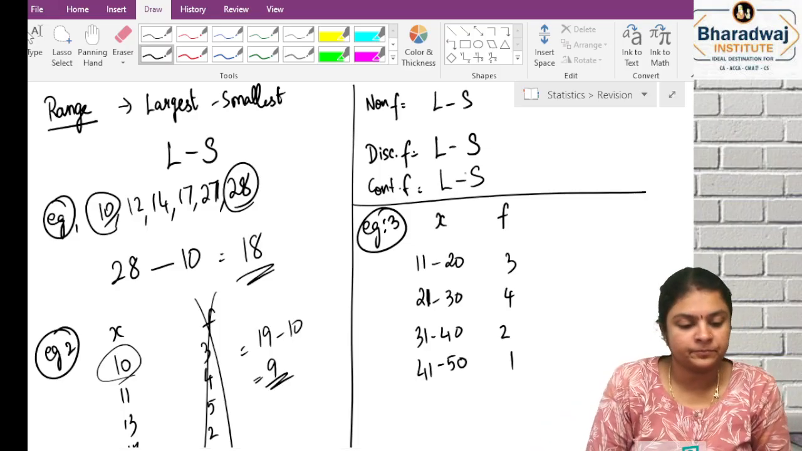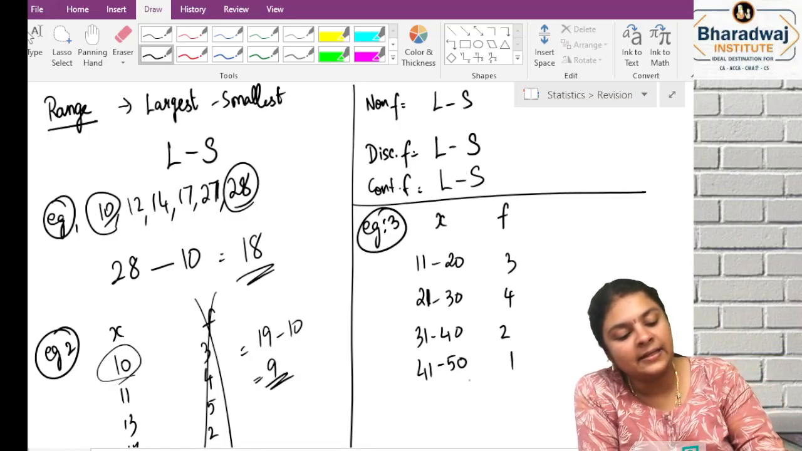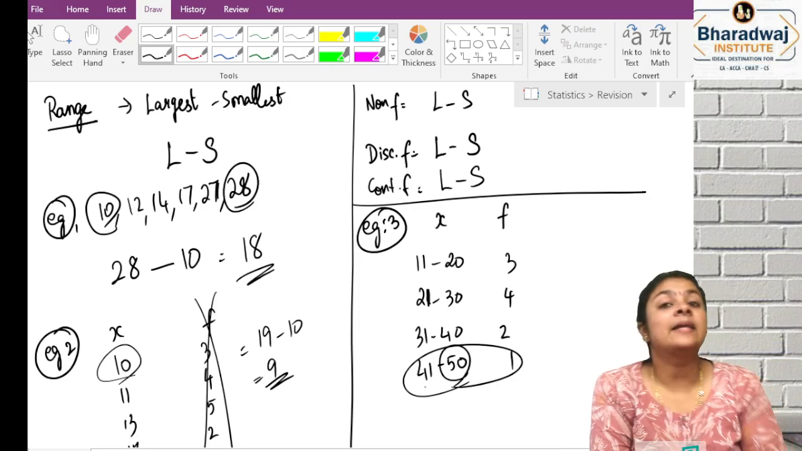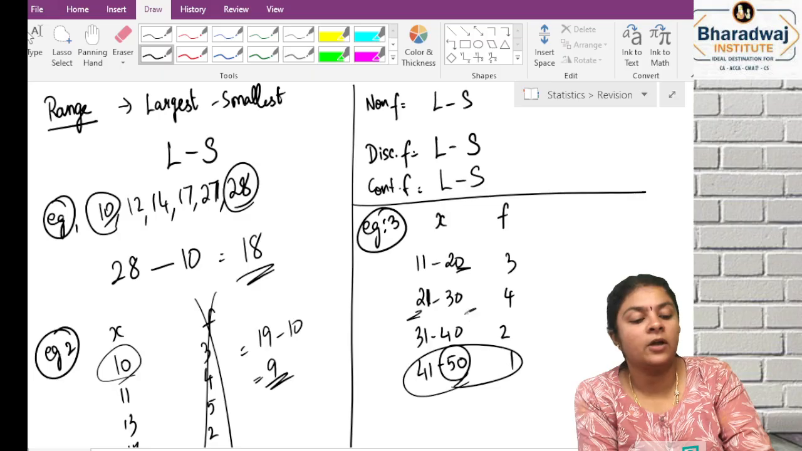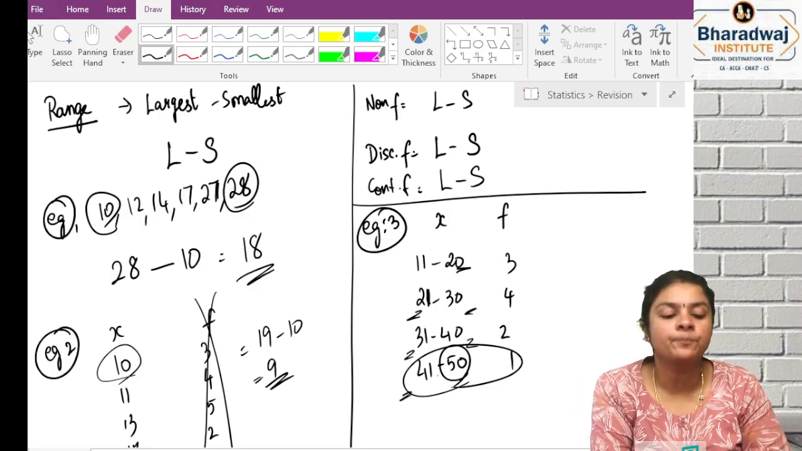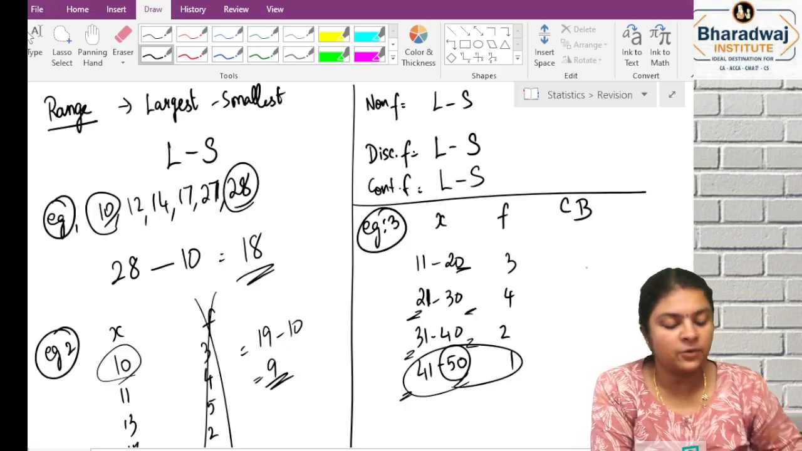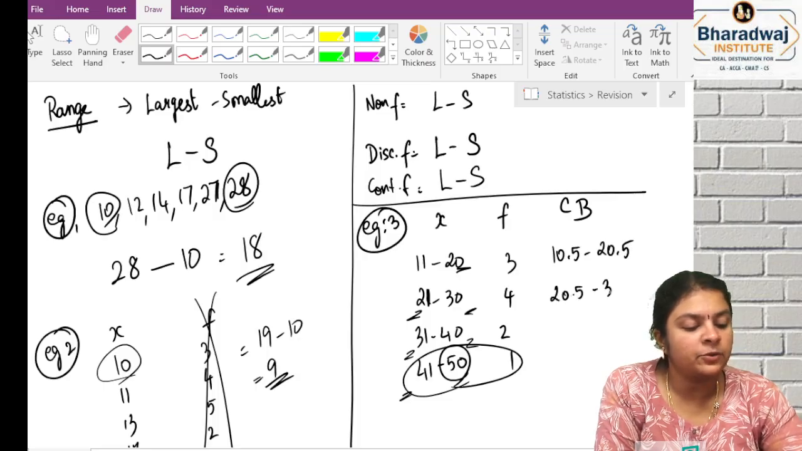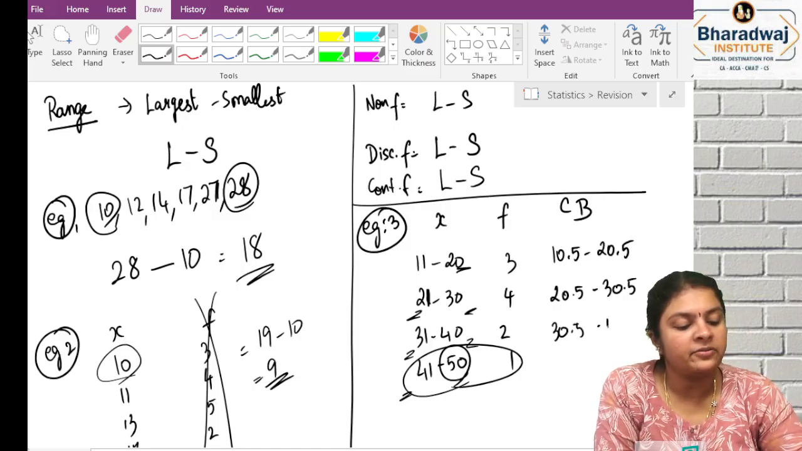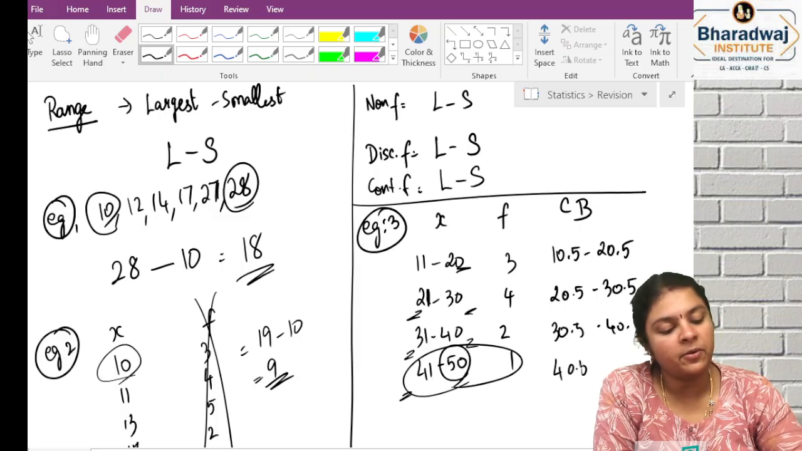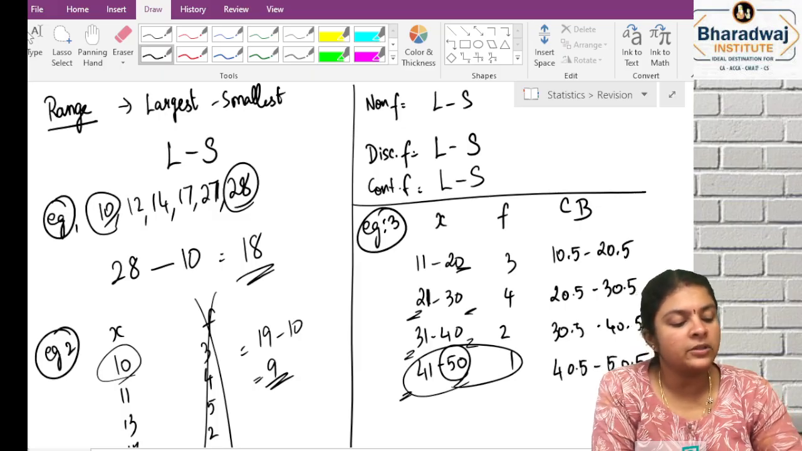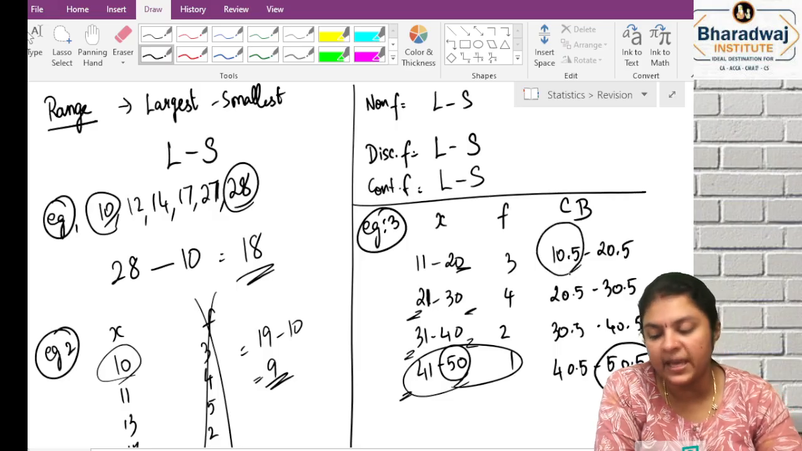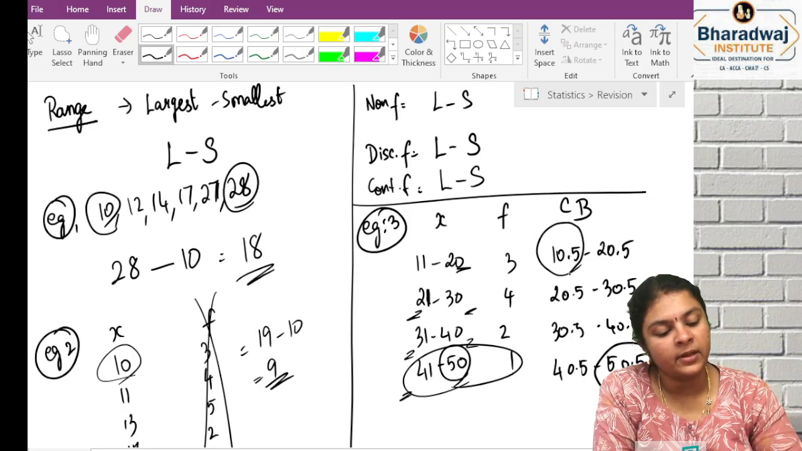What is L, friends? Ideally, we will say last interval, largest value or higher limit, which is 50. But here, the class intervals are not exhaustive. So, convert them into class boundaries. What are the class boundaries? 10.5 to 20.5, 20.5 to 30.5, 30.5 to 40.5 and 40.5 to 50.5. So the highest boundary will be 50.5 and the smallest boundary will be 10.5.